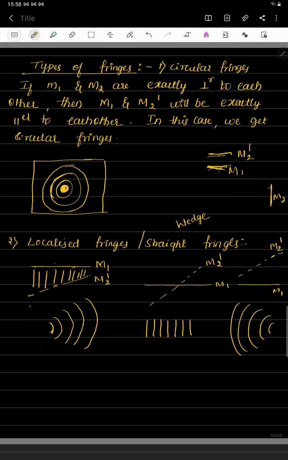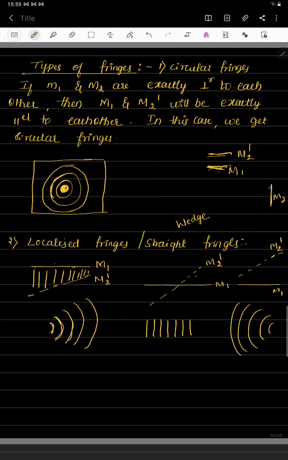Where the thickness of the air film is more, there is a small fringe. Then as the thickness of this air film decreases, the radius of the fringe increases. So here the least thickness of the air film is there, and on that side you have the maximum area covered by the fringe. So this you are going to see.